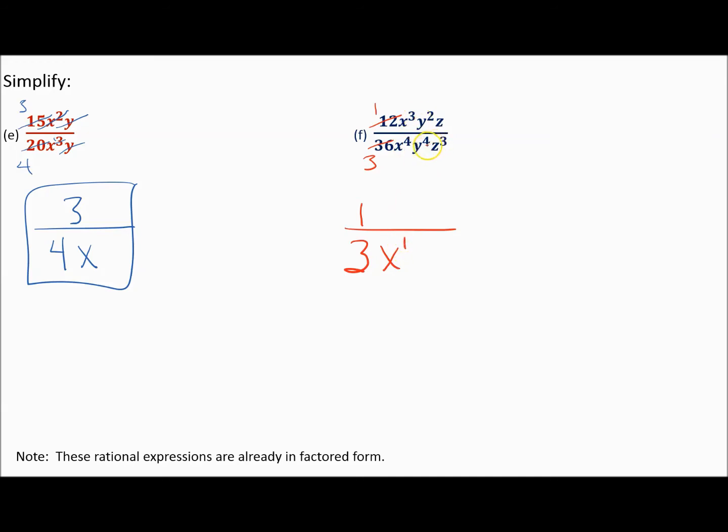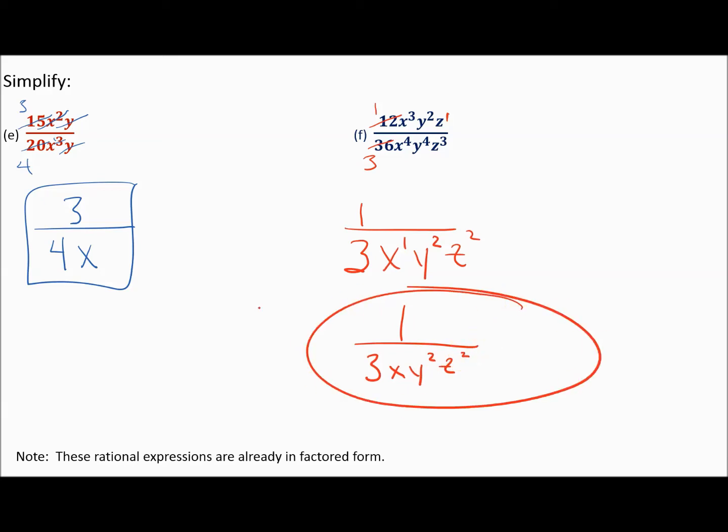Same thing with the y's. The 4 is bigger than the 2, so I subtract 4 minus 2 is 2, but since the bigger one's in the denominator, the answer remains in the denominator. And z to the third, remember there's a 1 right there. 3 minus 1 is 2. Again, the 3 was bigger, so z squared in the denominator. So final answer, if I make that look a little bit neater, is 3 over x y squared z squared. Final answer there.